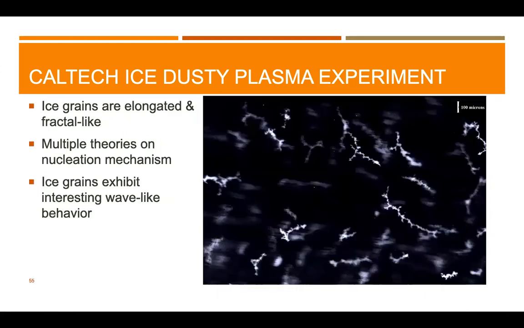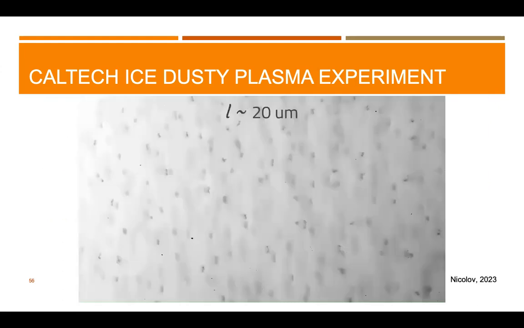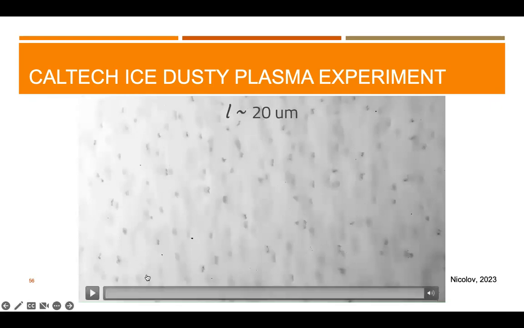So this is a picture of the ice. They're elongated and fractal-like. We've got a bunch of theories on nucleation, but we generally assume homogeneous nucleation. This sort of freaks a lot of people out when we say this, but it's similar to a cloud chamber, if you're familiar with a cloud chamber. And these ice grains will exhibit interesting wave-like behavior. So there are new regimes that are unlocked by having a supermassive negative charge carrier in your plasma.